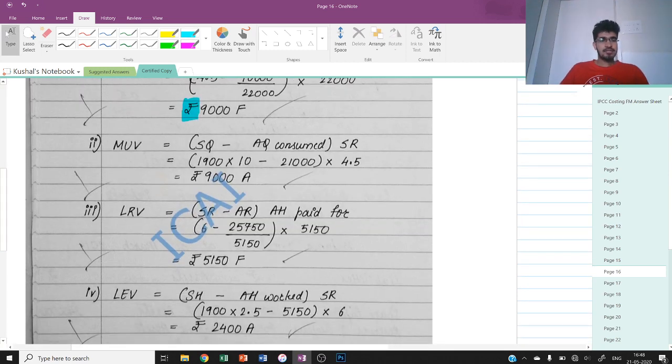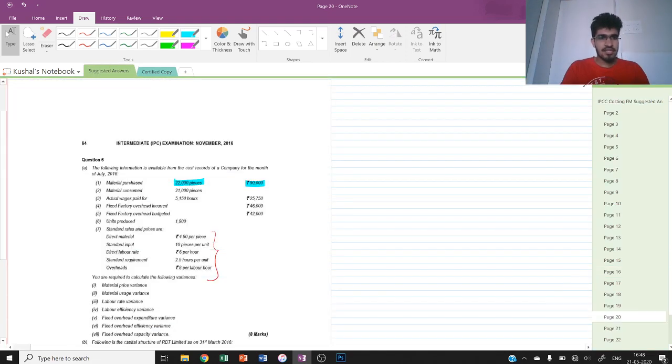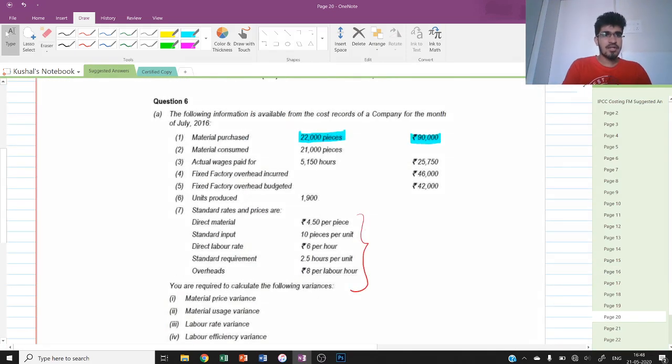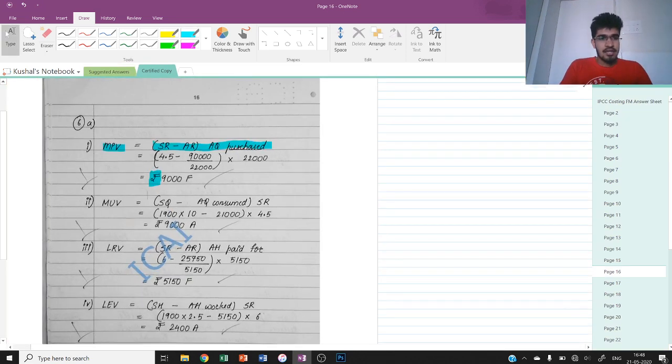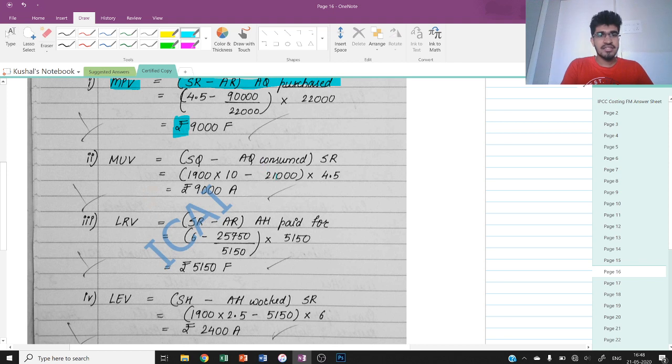Let's calculate the material usage variance now. Material usage variance is simply (SQ minus AQ consumed) into SR. The standard quantity is what? 1900 into 10. See, 1900 is the units produced multiplied by 10 pieces per unit. Okay, 1900 into 10 is the standard quantity, subtracted from the actual quantity consumed given in the question, multiplied by the standard rate to get the material usage variance.